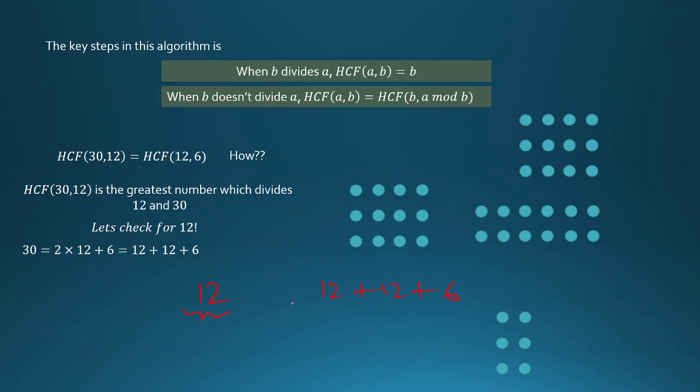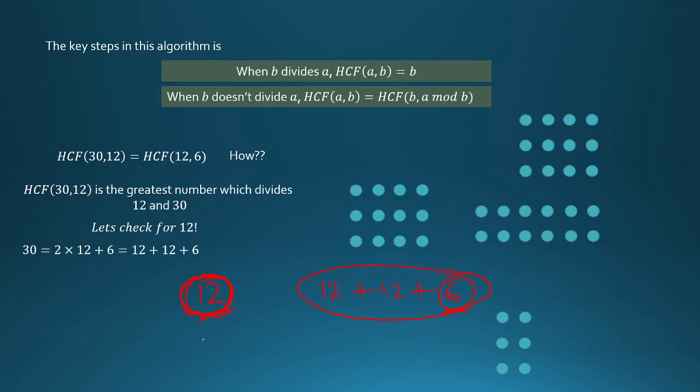But anyways, whatever the HCF of 12 and this whole thing is, will also be the HCF of 12 and 6, because to divide 30 and 12, it's very important to divide 12 and 6. It's compulsory to divide 12 and 6.